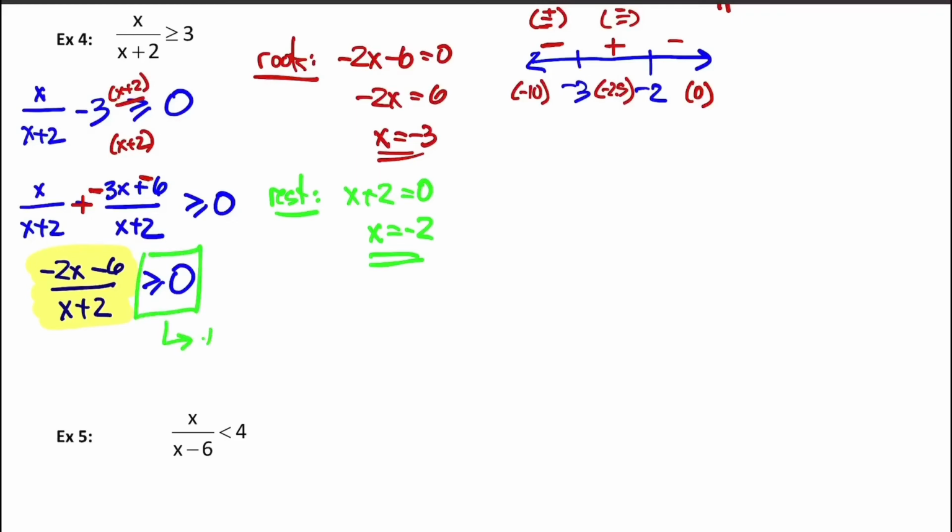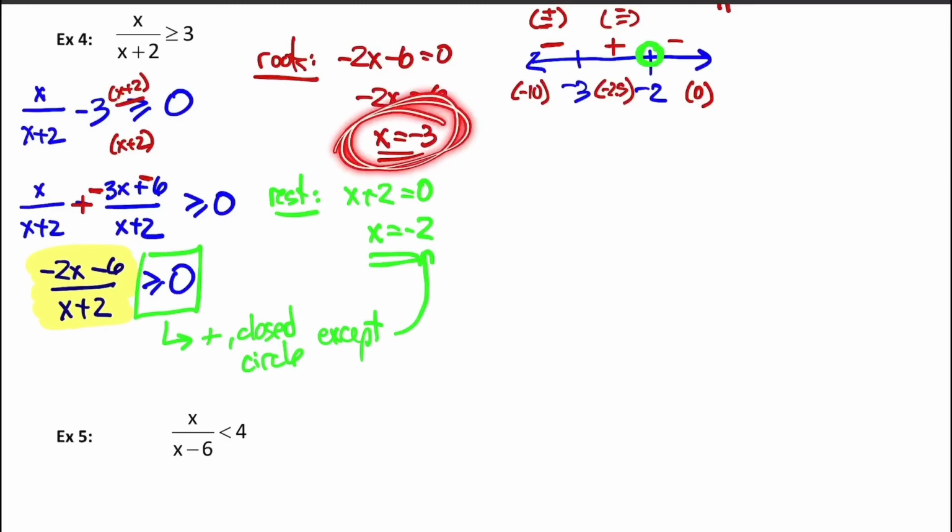I want the positive pieces. I've got closed circle, except at your restriction. So your restriction is open circle. The roots, there's only one of them, the roots would be closed circle because of the or equal to. So that's closed. And greater than or equal to 0, we said we want the positive, which is just that right there. So I have negative 3 is less than or equal to x is less than negative 2.